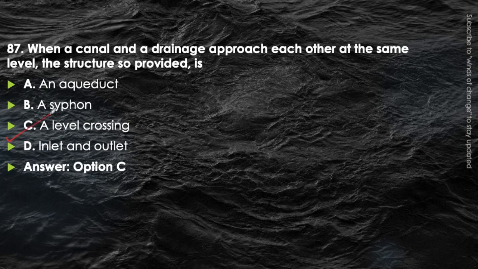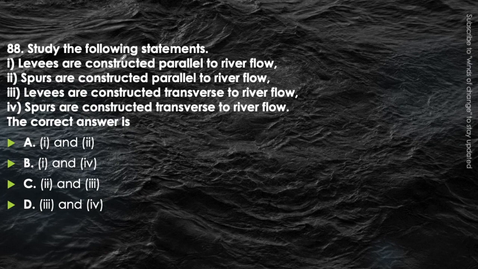Next question. Study the following statements. Levees are constructed parallel to the river flow. Spurs or the groins, they are constructed parallel to the river flow. Levees are constructed transverse to the river flow, or spurs are constructed transverse to the river flow. Correct answer will be first and second, first and fourth, second and third, or third and fourth.